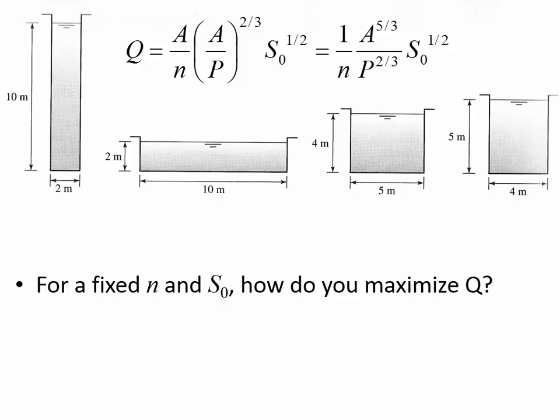So to maximize the flow rate, let's just say that we're looking at channels like this. What do all of these channels have in common? You got the same area. Yeah. Here you can see this has an area of 20 meters. This is a really tall but skinny channel. This is a little bit wider and not quite as deep. 4 times 5, 5 times 4. So they all have the same cross-sectional area, but how are they different in terms of what we've got here?